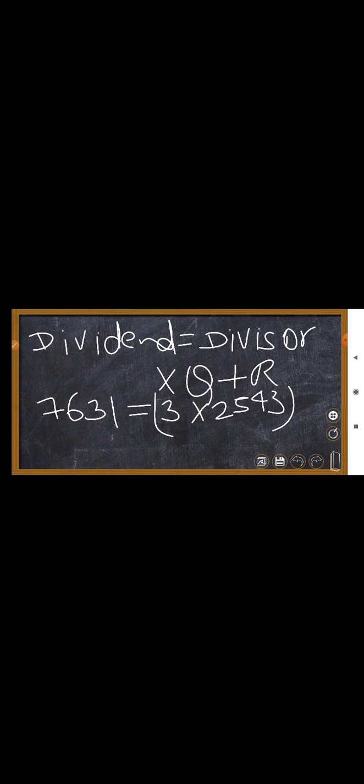Okay, first do the multiplication. Okay, already you know the BODMAS rule. DMAS rule already you know. So first do the multiplication and then addition of 2. Remainder was 2. When you do this multiplication, 2543 into 3, so what will come?